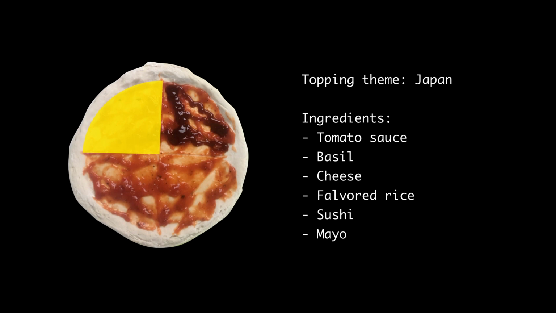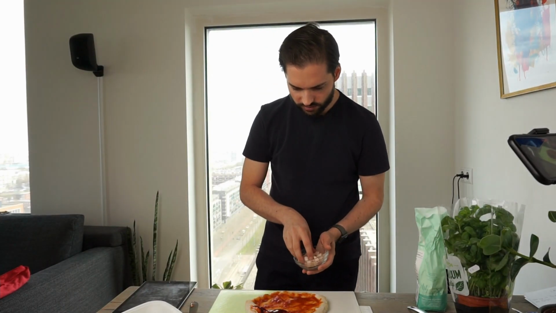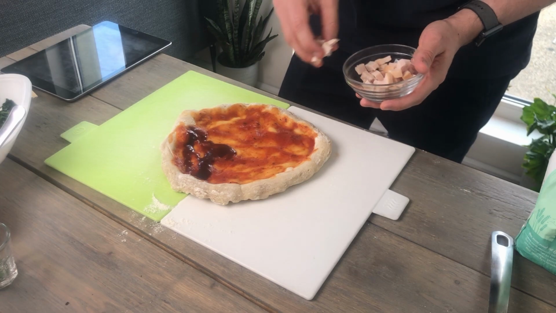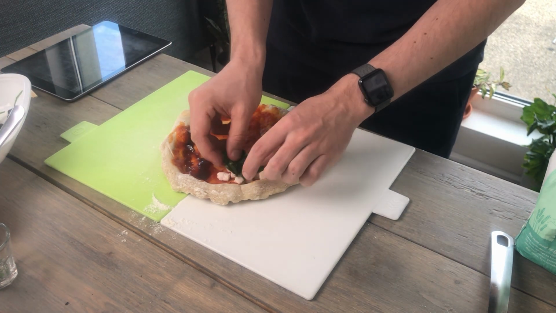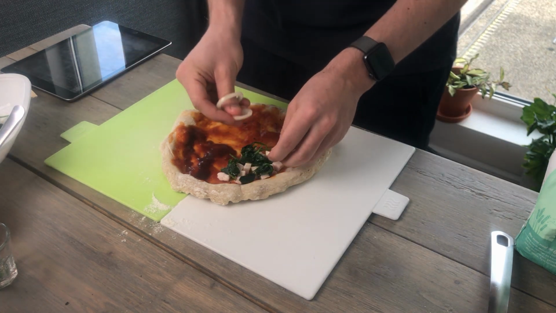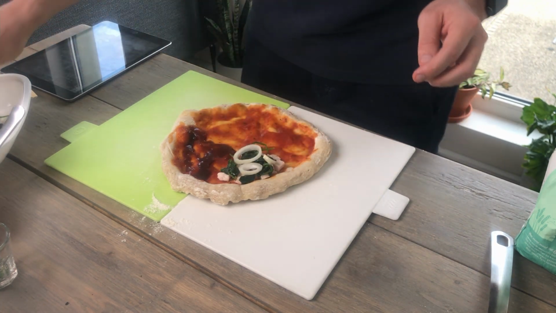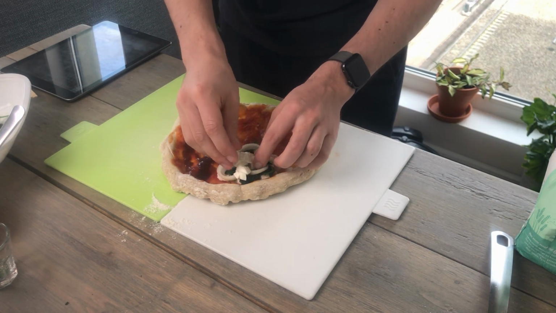The next couple of categories were a bit more experimental. I tried to give it Japan and fast food. The results were very interesting. It's time to start with the pizza toppings. Let's first do the developer slice. This requires some cube chicken, spinach, onion rings and some mozzarella on top. Very simple, very delicious.